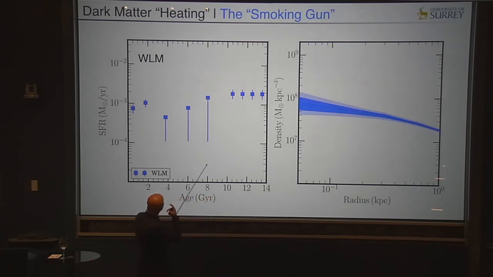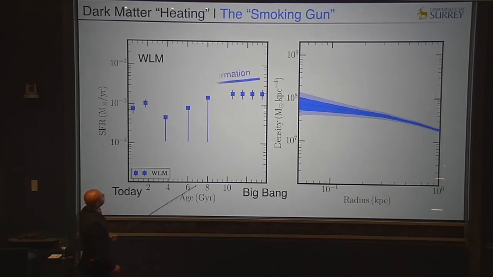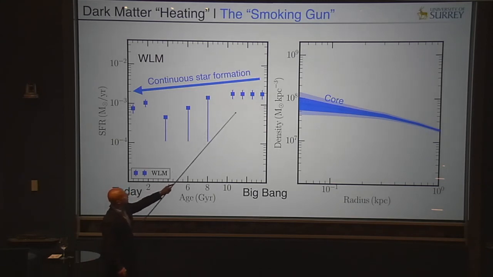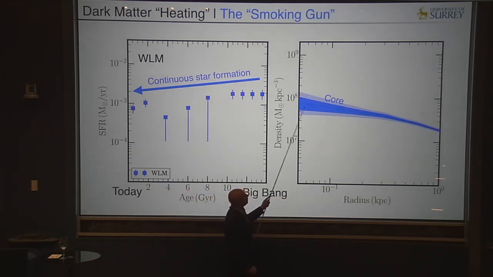Okay, so here's WLM again. You've seen this one already, but now what I'm showing you on the left here is its star formation history. So this is the beginning of the universe, the Big Bang, and this is today. And this is the rate at which it's forming stars, so the number of solar masses per year. And you can see that within the error bars, it's had a roughly continuous star formation from the Big Bang all the way through to today. And then over on the right here, this is our measurement of its dark matter density. And you can see it's very flat and core-like over a wide range of radii.